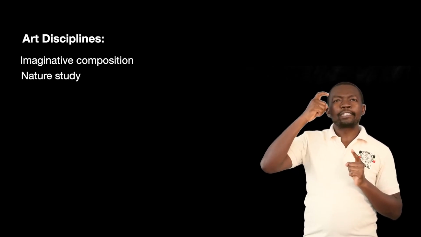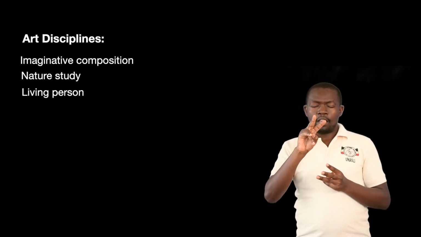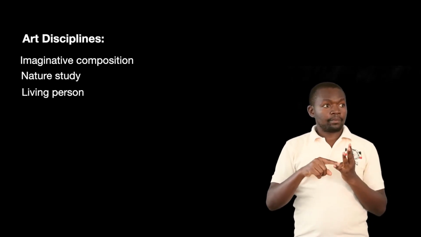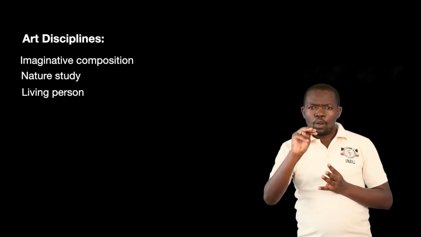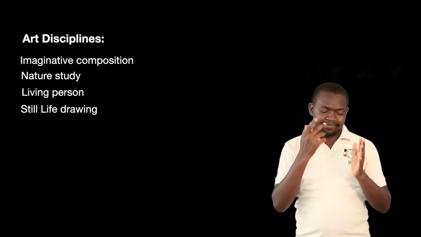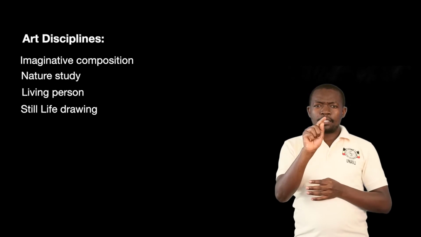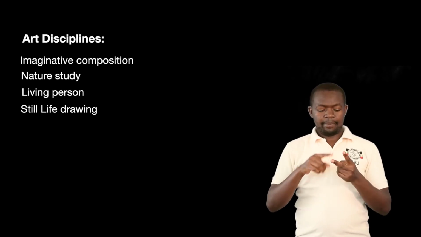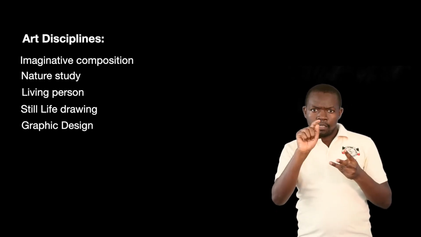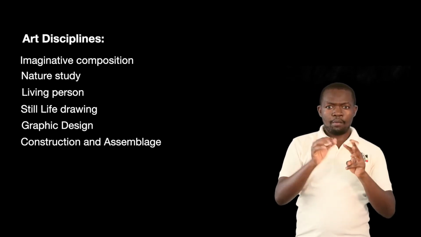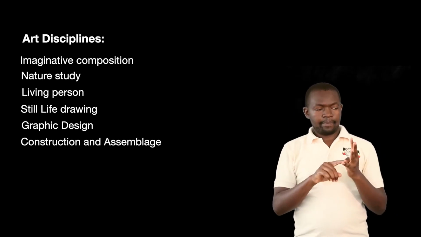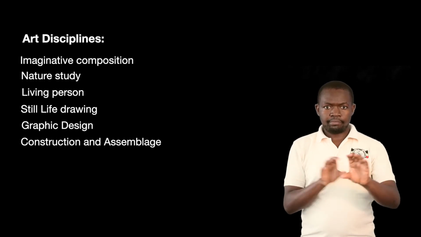And among the art disciplines, we have the imaginative composition, we have the nature study, we have the living person, we have the composition. Let us look at them. We have still life drawing. We have nature. We have graphic design. We have construction and assembly. These are the 6 art disciplines.